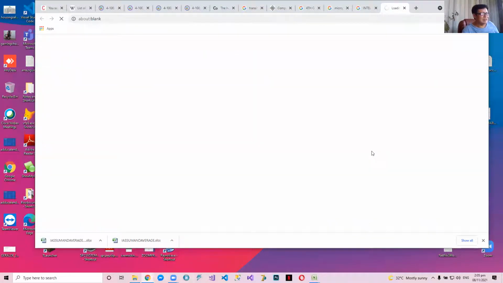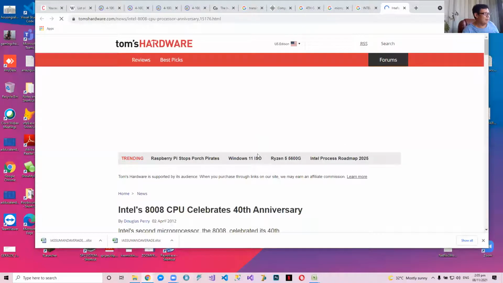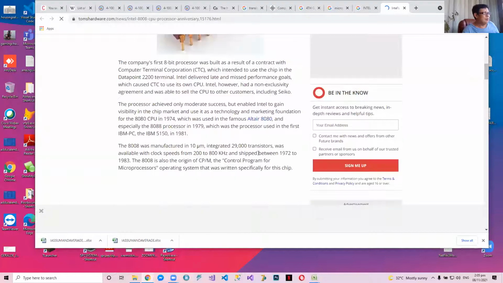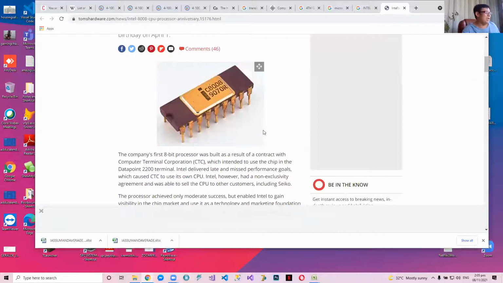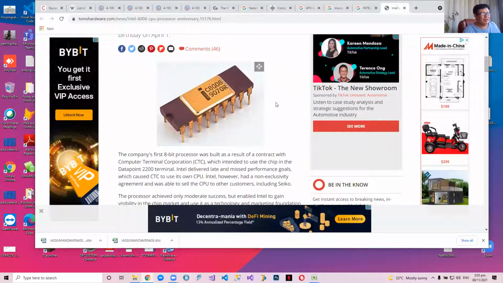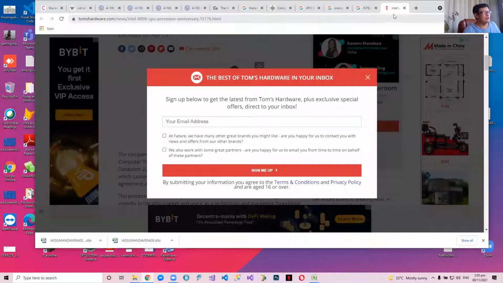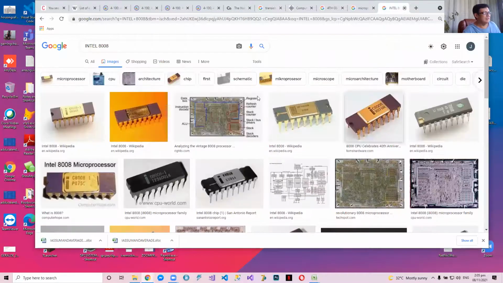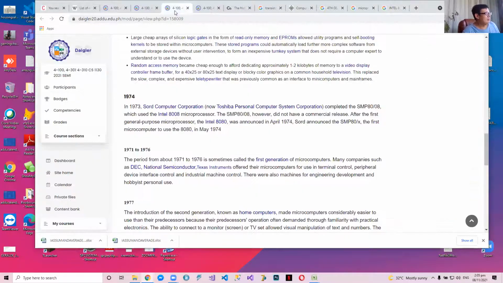This is the Intel 8008. Now it looks different from your modern-day Intel processor. The modern day is a very large scale integrated circuit where you have 4 sides. This one only uses 2 sides. Okay, so that's the Intel 8008, which is used to power the first microcomputers.